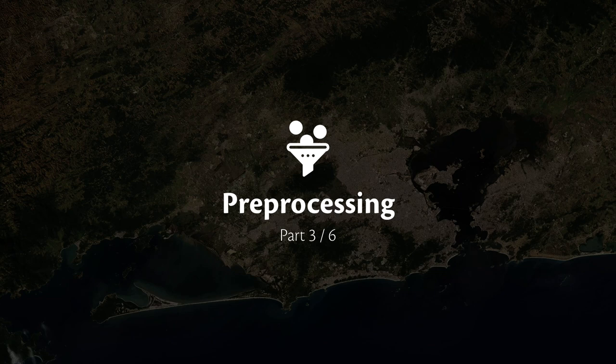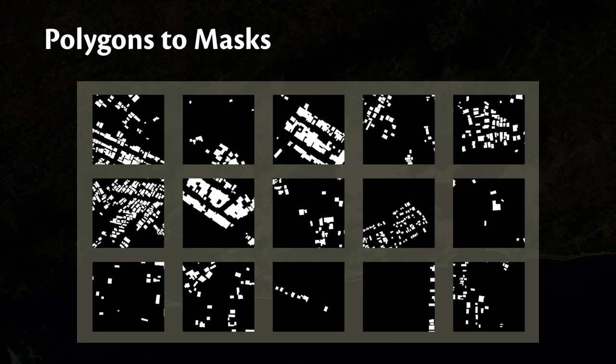So in order to train a semantic network, you really need to train it on masks. And so these polygons I had to translate at the tile level to white and black pixels. So one being a white pixel and zero being black. So in this case, the white tiles represent the buildings.